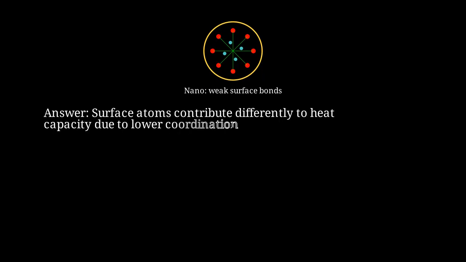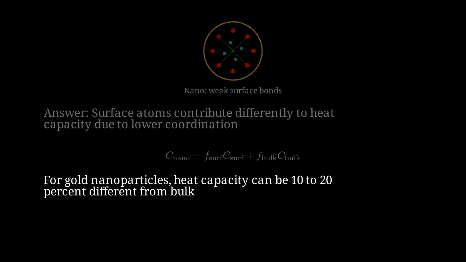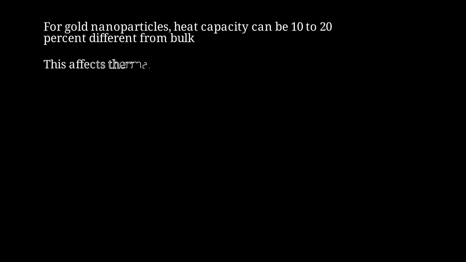Answer: surface atoms contribute differently because they have fewer neighbors and different vibration patterns. The nanoparticle heat capacity is a weighted average: surface fraction times surface heat capacity plus bulk fraction times bulk heat capacity. Measurements show gold nanoparticle heat capacity can differ by 10 to 20% from bulk gold. This matters enormously for thermal management in nanoscale electronics and photonic devices.